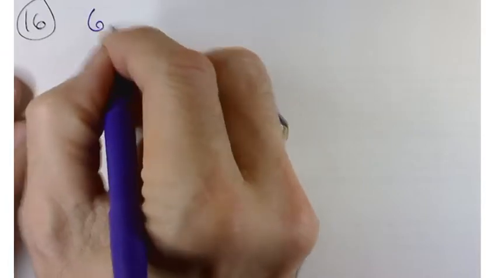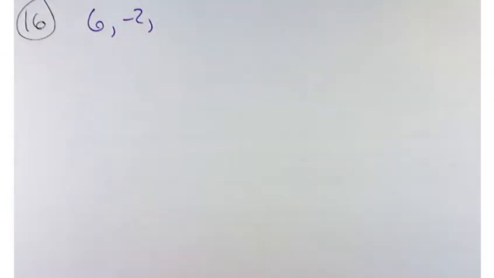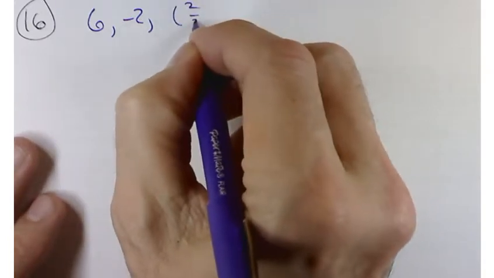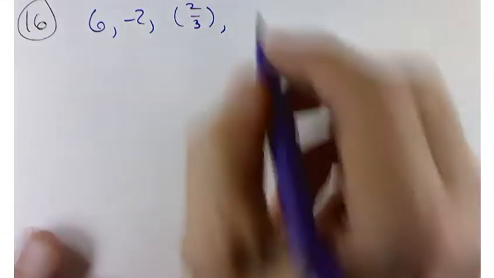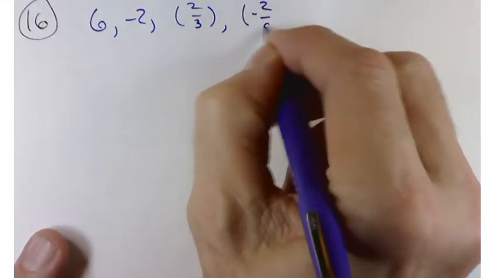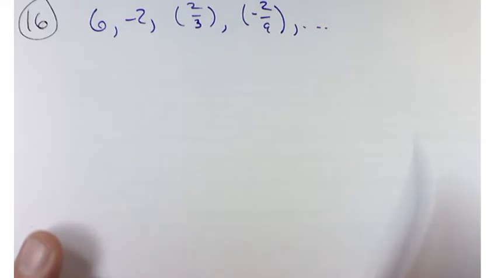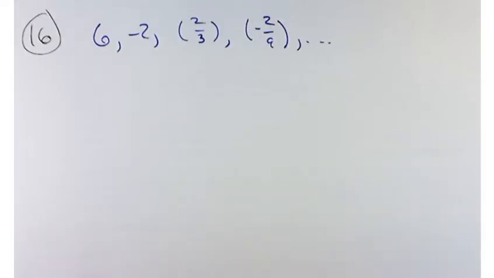Let's try problem 16 as promised. So this time we've got a sequence like this: 6, -2, 2/3, and then -2/9. Okay, going to have to work a little bit harder on this one.